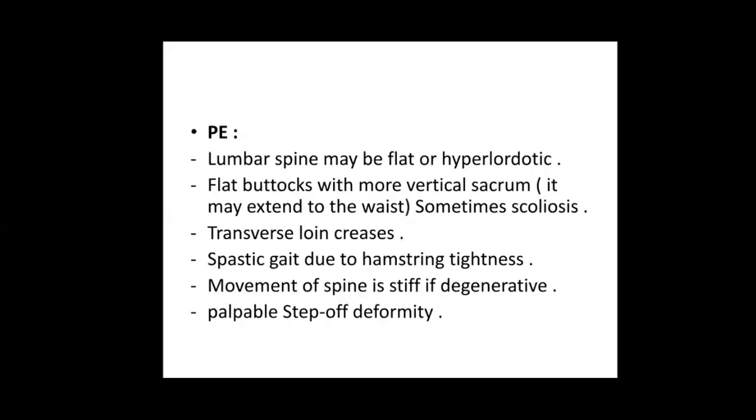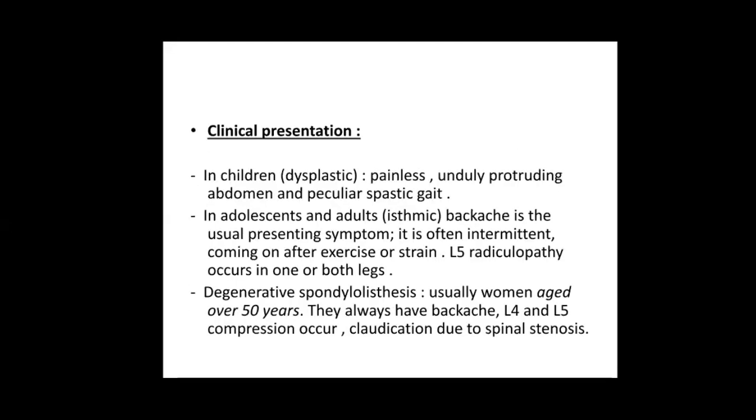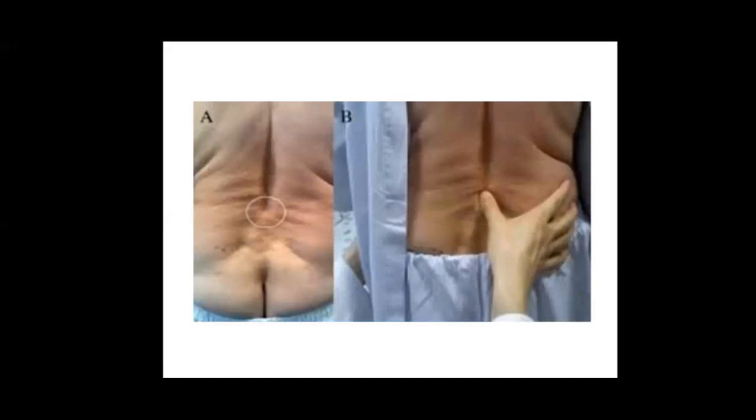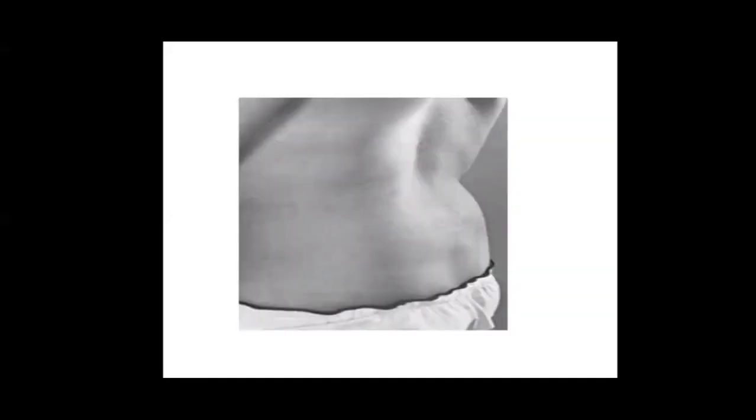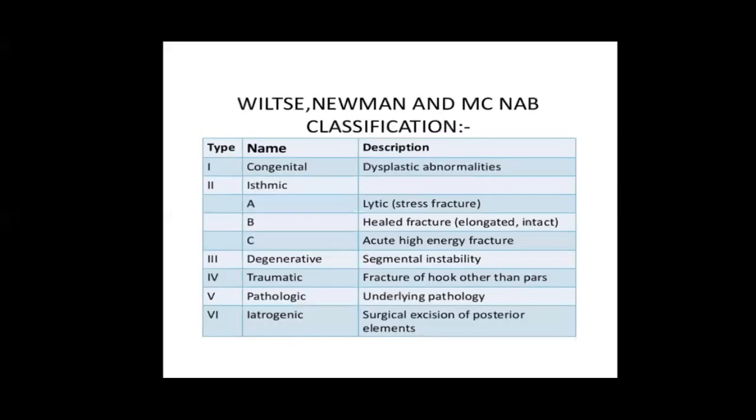On physical examination, in general, the lumbar spine may be flat or hyperlordotic. They will have flat buttocks with a more vertical sacrum. They will have a spastic gait due to hamstring tightness. Movement in the spine is stiff in those patients also. And sometimes in severe patterns, you can also feel a step-off deformity. This is an example of palpation of a step in severe cases of spondylolisthesis. And this is an example of a hyperlordotic position of the spine.